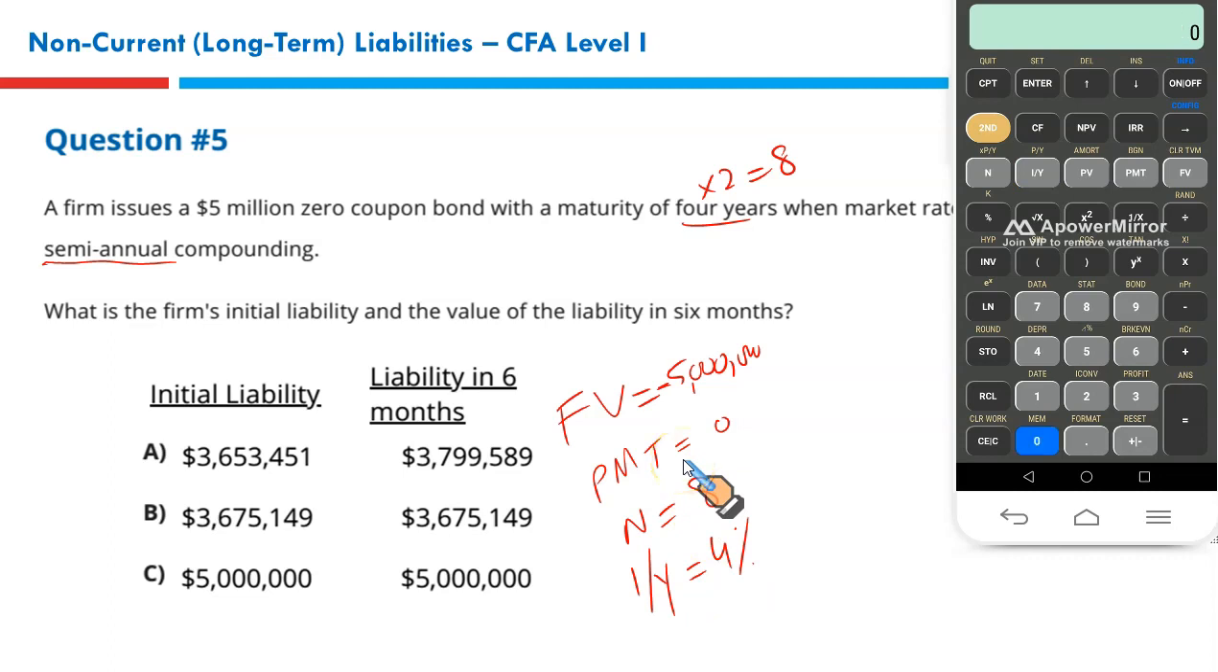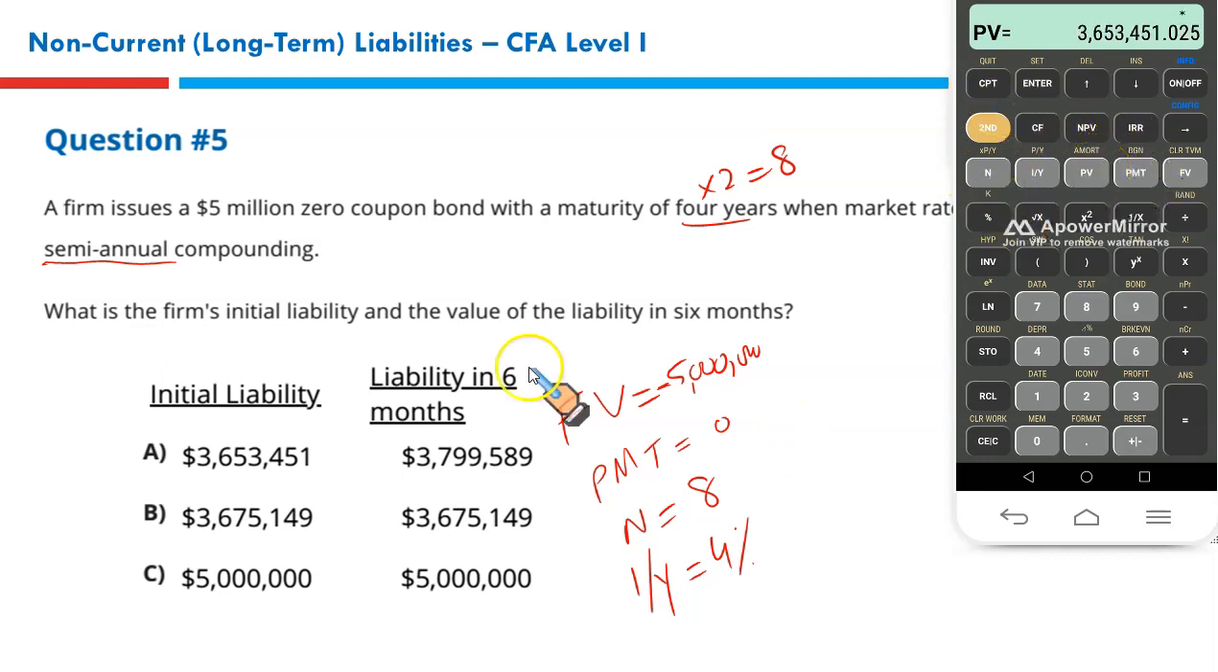PMT 0. And future value is 5 million negative. Right? And you must press FV. So we have entered all these 4 variables and it will directly calculate the present value of the bond for us. We simply need to press CPT and then present value.